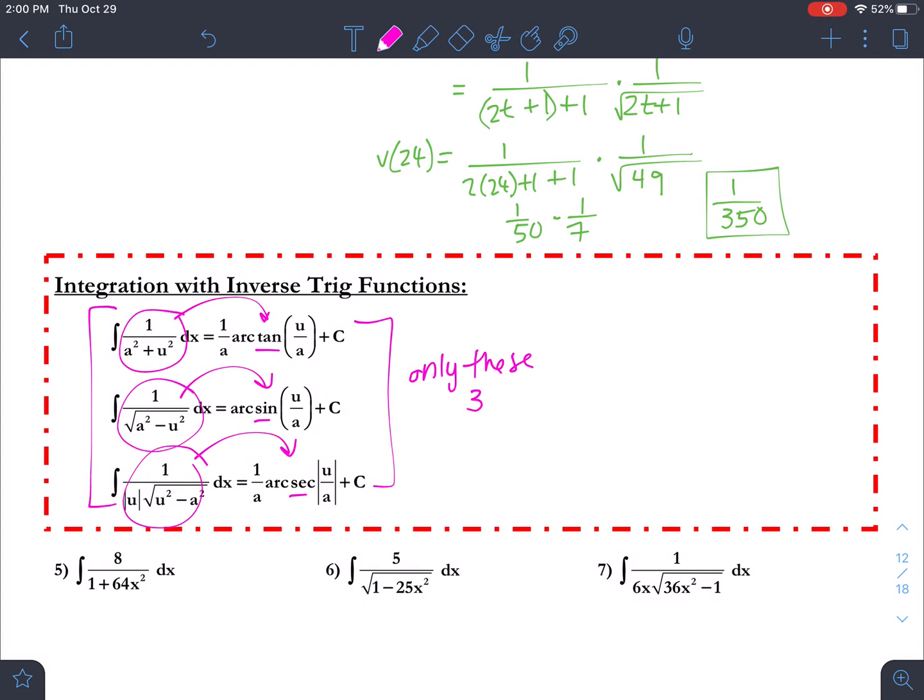And just so you know, that letter A is a real number, and U is the variable expression, or that inner function.